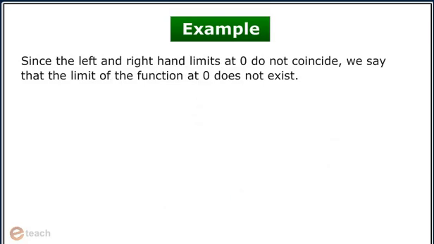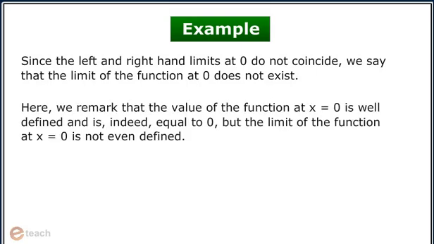Since the left and the right hand limits at 0 do not coincide, we say that the limit of the function at 0 does not exist. Here, we remark that the value of the function at x equals 0 is well defined and is indeed equal to 0. But the limit of the function at x equal to 0 is not even defined.